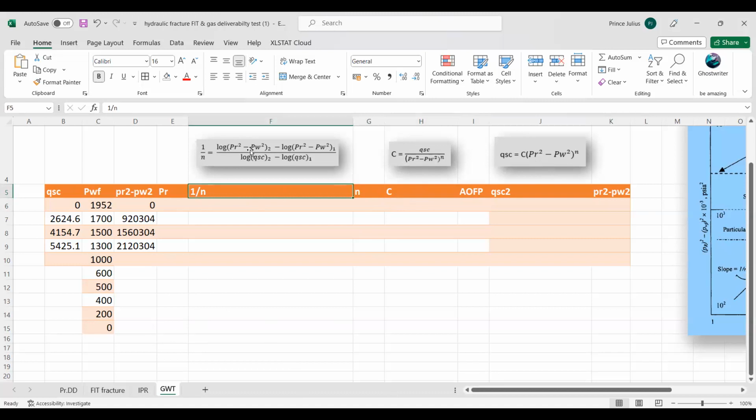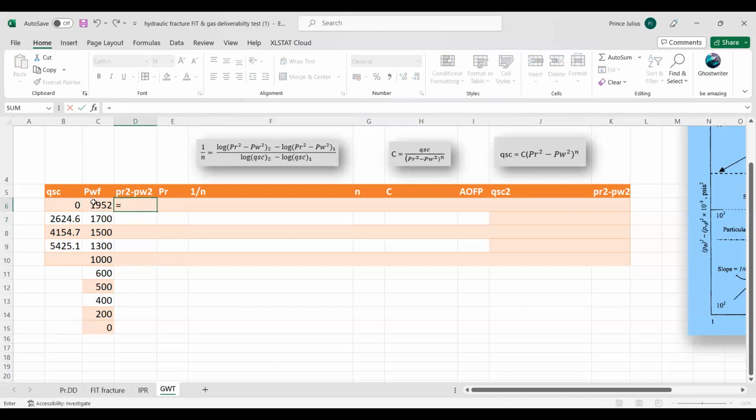Log of PR square minus PW square 2 means log of, let us take y-axis as PR square minus PW square. So here what I have taken as 1952 is your highest pressure, where the Q max was observed to be 0, that will be your reservoir pressure. So the reservoir pressure, that is PR square, that is 1952 square, or else I will just solve it once again. So I am taking this as reservoir pressure, that is equal to this square minus, for first point, the same value only will come, square.